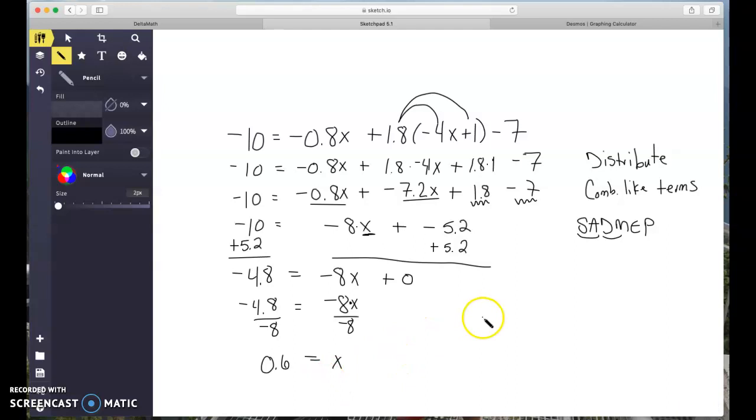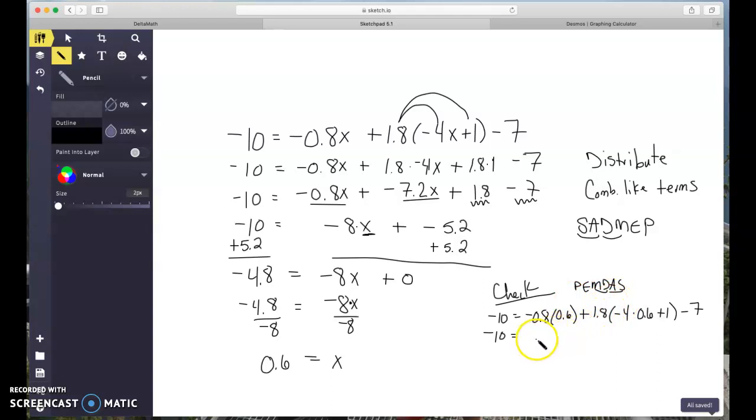Of course, my last step should always be to check my work. So negative 10 equals negative 0.8 times 0.6 plus 1.8 times negative 4 times 0.6 plus 1 minus 7. All right, and now here I would be following order of operations. Please excuse my dear Aunt Sally. Right? So I'm following them in order to simplify.